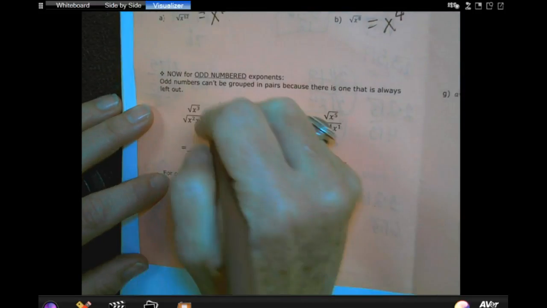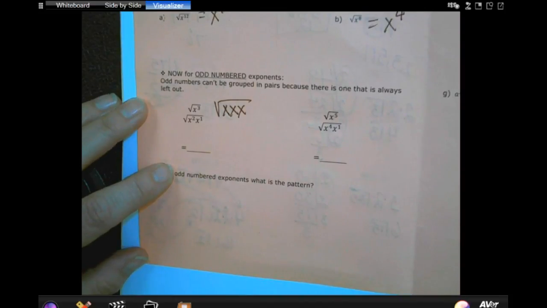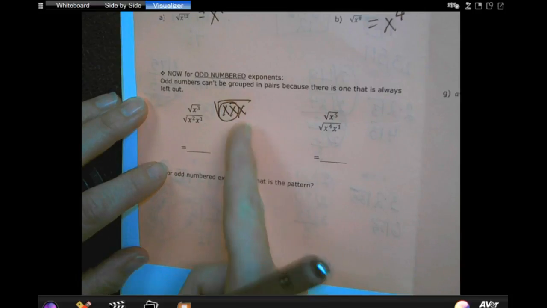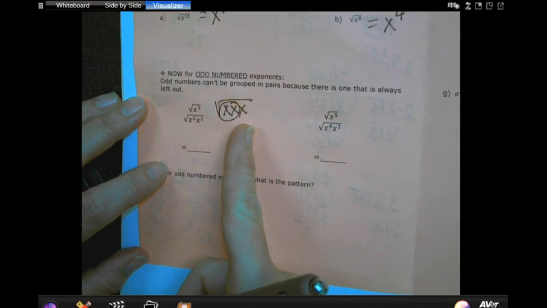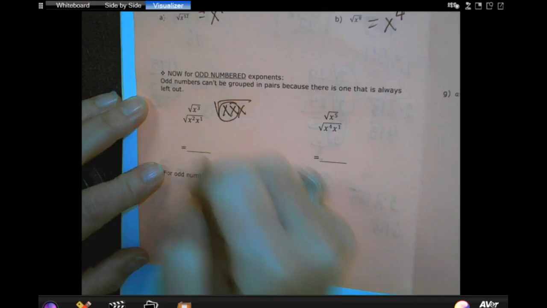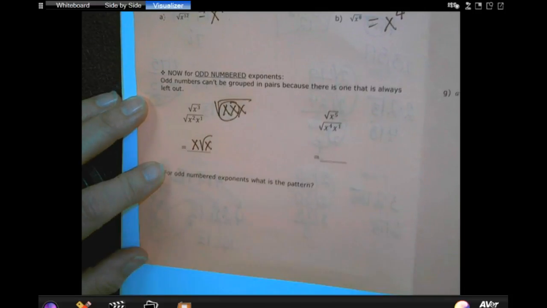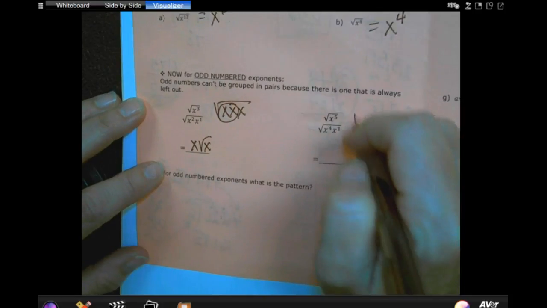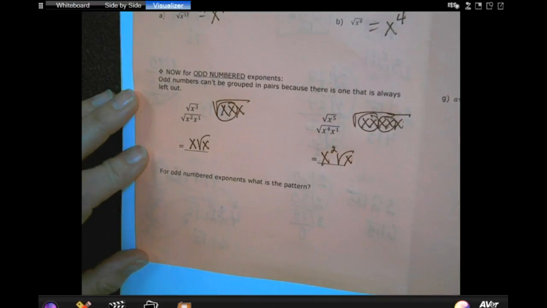So if I have 3 x's, I get 1 pair, but one of the x's has to stay under the square root, right? So I'm going to take 1 out and leave 1 in. So if I had x to the 5th, I'd have 2 coming out, and 1 has to stay in, right?